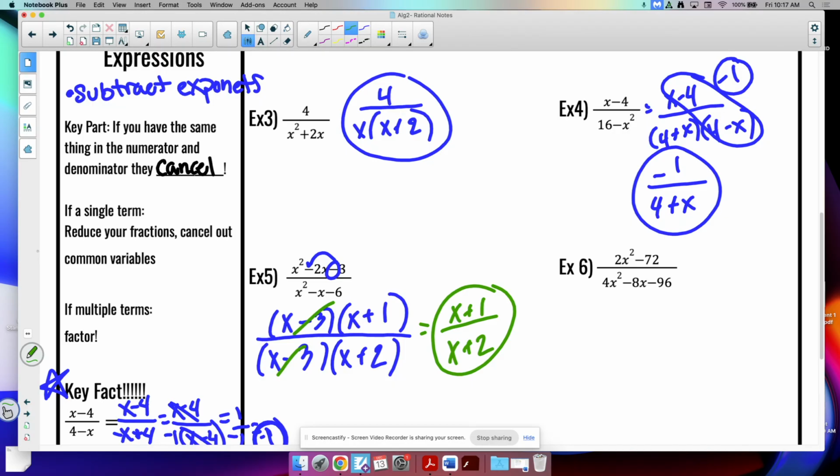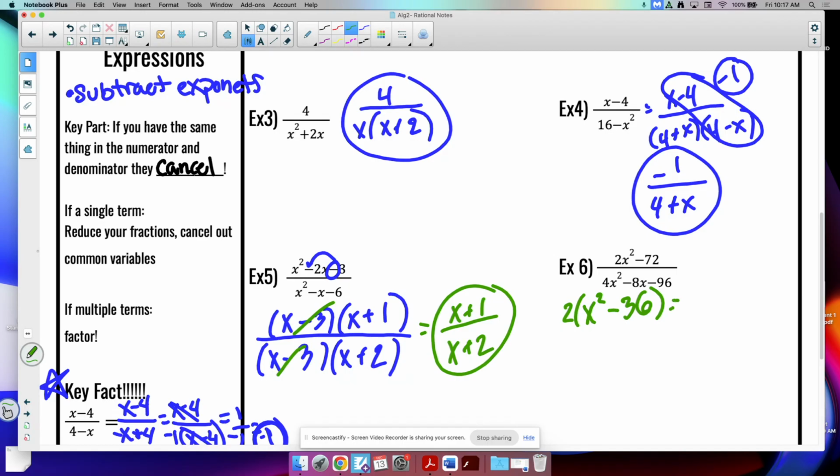Can we start canceling or do we have to factor it first? Factor it first. So on 2x squared minus 72, how would that one begin? Factor out what? 2. So there is a greatest common factor, so we can take our 2 out. We'll have an x squared, 36, since 72 divided by 2 is 36. Can we factor that anymore? Yeah, x squared minus 36, they're both perfect squares.